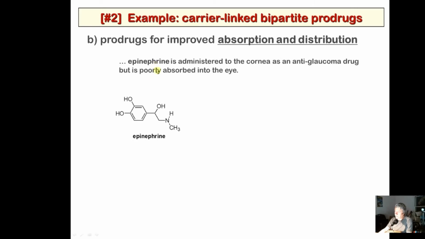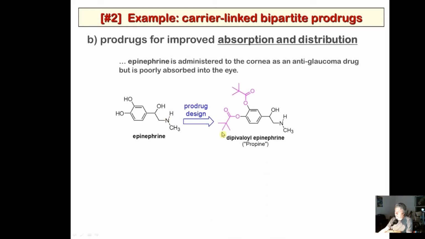Epinephrine is a neurotransmitter, and it's used as an anti-glaucoma drug, but it doesn't absorb well into the eye. So how do we fix that? If it doesn't absorb well, we basically make it a little greasier, in a way that can be cleaved by our body and our eye, and then that works really well.